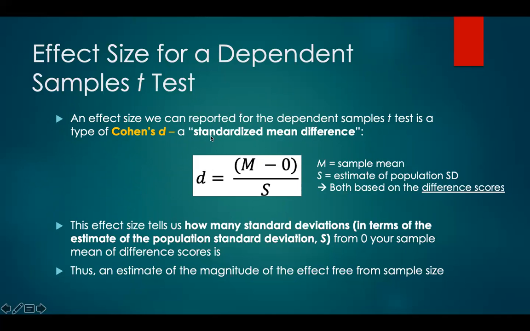So an effect size that we can report for the dependent samples t-test is a type of Cohen's d, a standardized mean difference. So d equals our mean difference score minus 0 divided by our estimate of the population standard deviation. Now this effect size tells us how many standard deviations, in terms of the estimate of the population standard deviation, from 0 is your sample mean of difference scores. Thus, it's an estimate of the magnitude of the effect free from sample size.